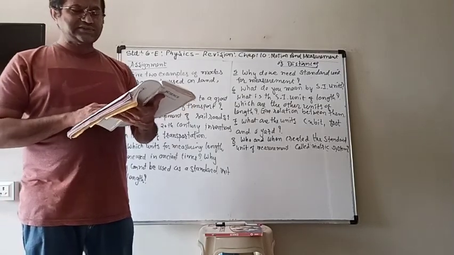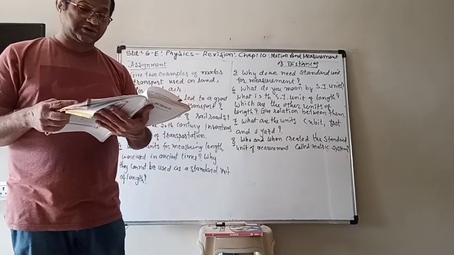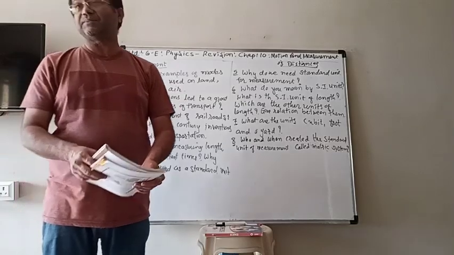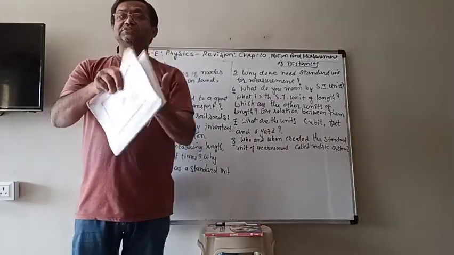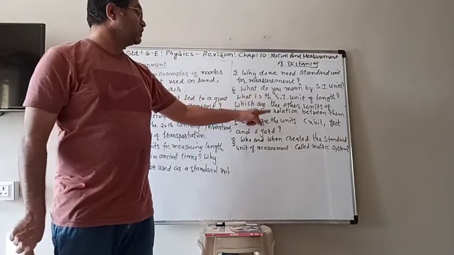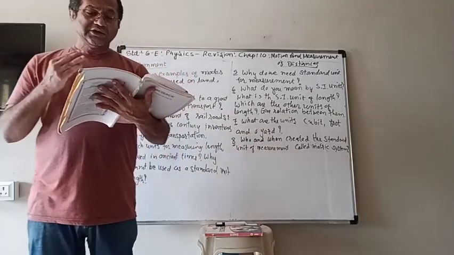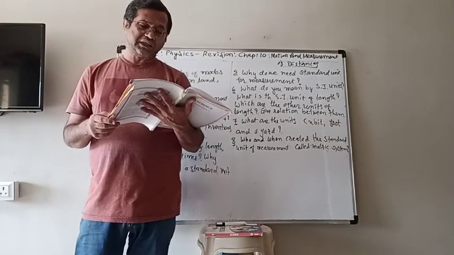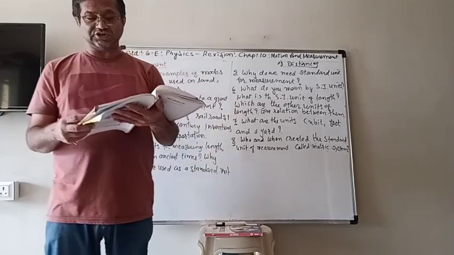So, in ancient times, as I told you, a cubit was also used. What is a cubit? A cubit is the length from the elbow to the fingertips. Your elbow to the fingertip. So, from here to here, the length is known as a cubit. Then the foot. People used the foot as a unit of length in different parts of the world. The length of the foot used varied slightly from region to region.